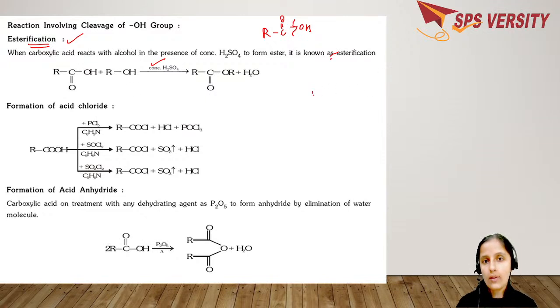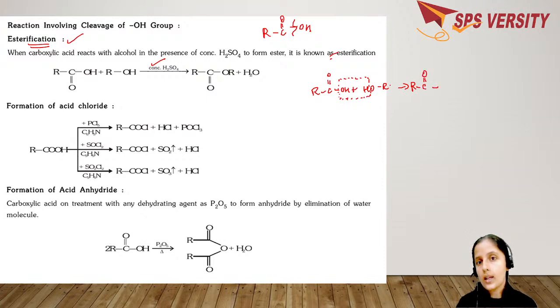So you have a carboxylic acid of the form RCOOH, and you have an alcohol of the form ROH. When these combine, you eliminate one water molecule like this, and you are going to get R-C double bond O, and here there is O and R, plus you get H2O. This is how the reaction proceeds, and this is an ester.